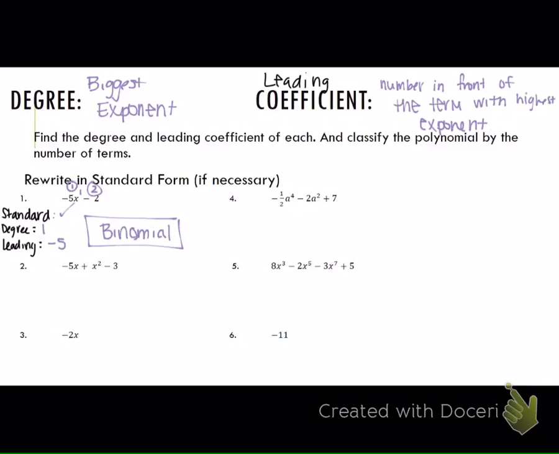Just the highest, the biggest exponent number. That's what degree means. So the highest number exponent. So the 2 doesn't have a variable, so there's no exponent on that, so it can't have the highest exponent at that moment.